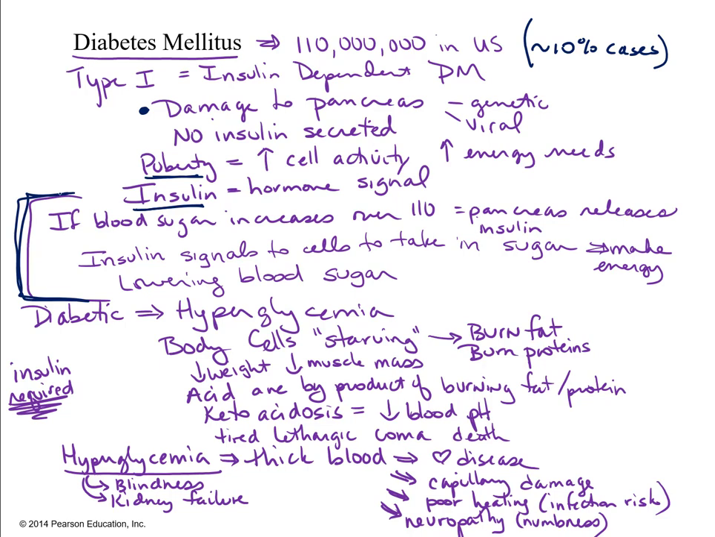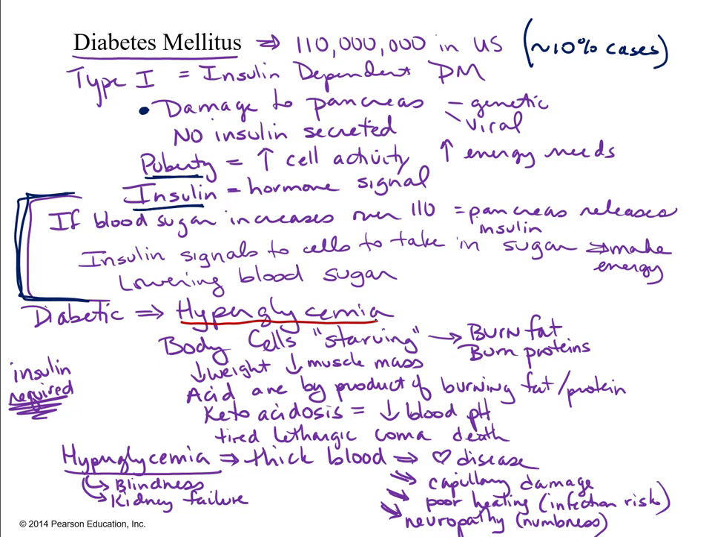But in diabetes, they don't have insulin. Blood sugar continues to elevate and they get into a state called hyperglycemia. So remember I said that's when your blood sugar is over 110. If this just goes on for a short period of time, not such a big deal. But if this is prolonged, your body cells think that they're starving, because the body cells are like, where's the glucose? There's none coming. They don't know that there's sugar in the blood without insulin.